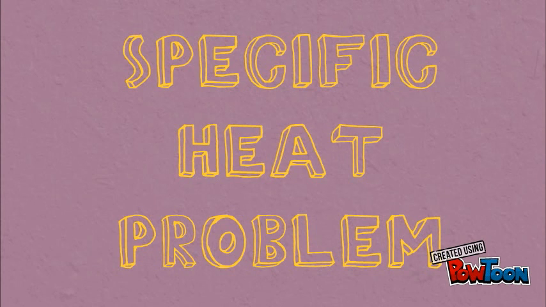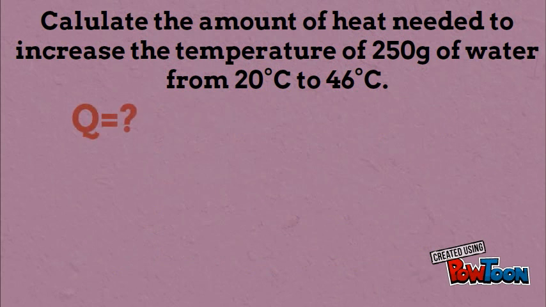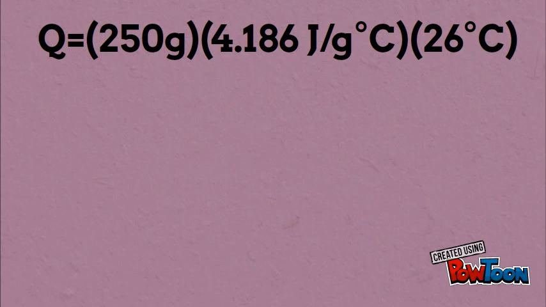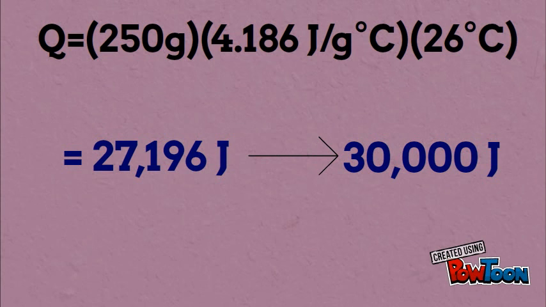Here's an example of a specific heat problem. Calculate the amount of heat needed to increase the temperature of 250 grams of water from 20 Celsius to 46 Celsius. We are asked to find Q. M is 250 grams. To find C, it is the specific heat of water, which is 4.184 joules over grams times degrees Celsius. The change in temperature is the final temperature subtracted by the initial temperature, which is 26 degrees Celsius. Now to put all these values in the equation, the answer you would get is 27,196 joules. There is only one sig fig, so the answer is 30,000 joules.